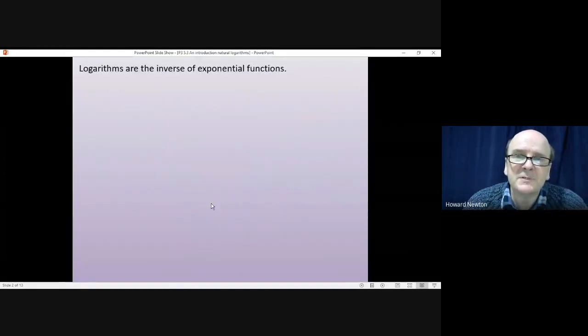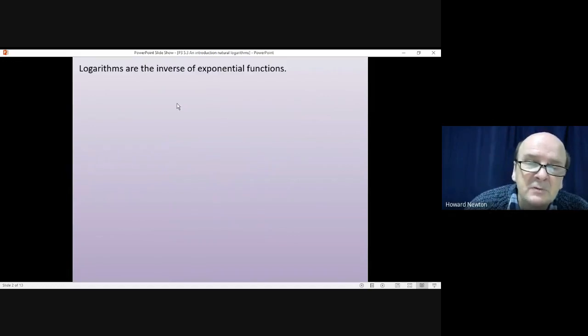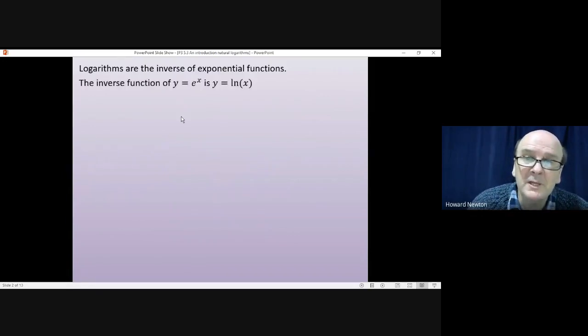Now, what are logarithms? Well, the easiest way to understand logarithms is that they're the complete opposite of exponential functions. They're the inverse of exponential functions. We were looking at y equals e to the x in the last lesson. Now, the inverse function of y equals e to the x is y equals ln x. Sometimes that's read as ln x, sometimes it is just read as log x. The n stands for natural. These are sometimes called natural logarithms.